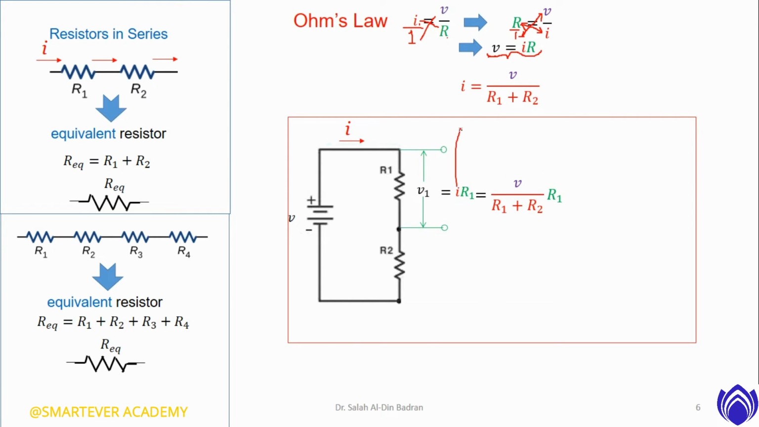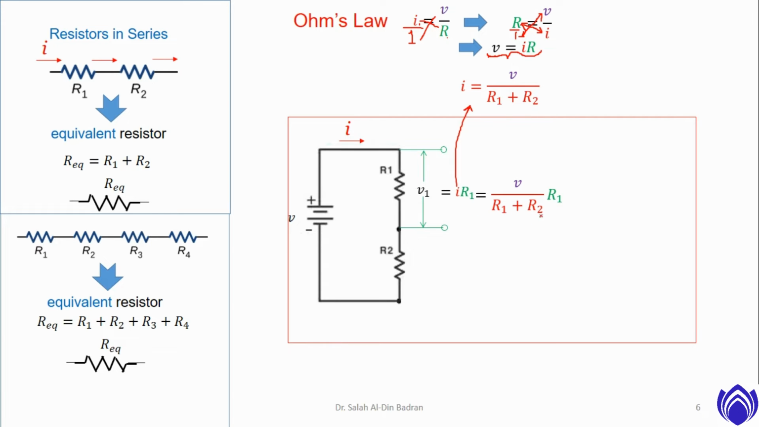I is equal to this formula. So we took this formula and wrote it here. So the voltage across this resistor that is connected in series with another resistor, only two resistors we have here, is equal to the total voltage multiplied by the resistor R1 that we take the voltage across it over the equivalent resistor.